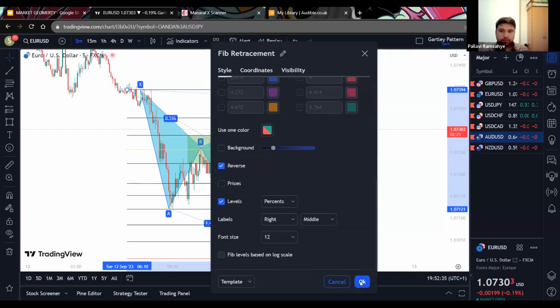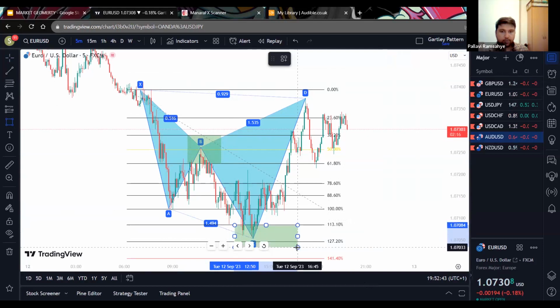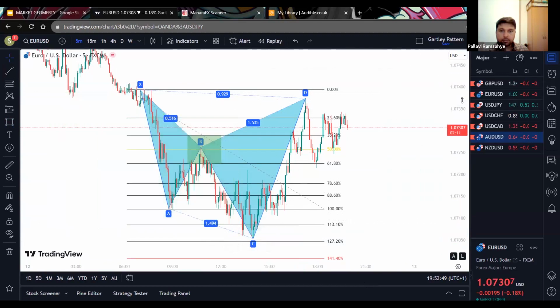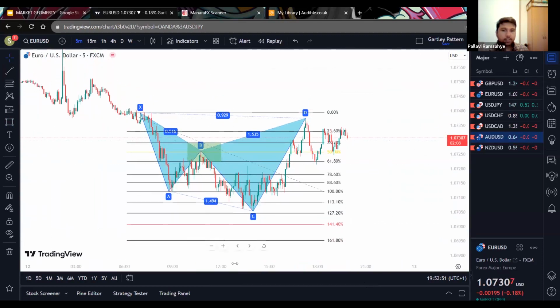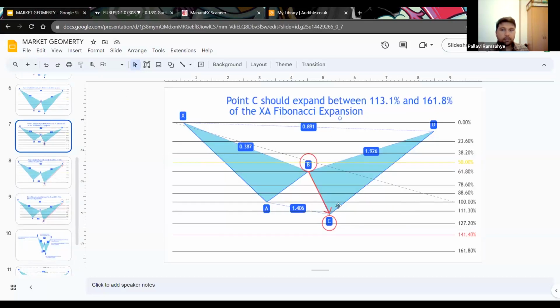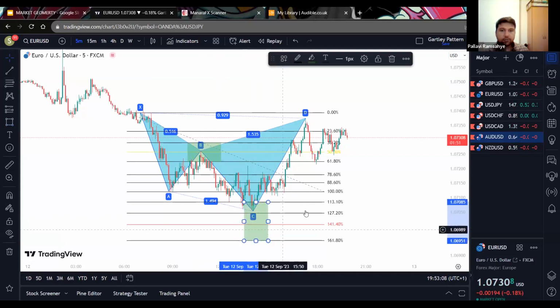So reverse. I'm going to quickly draw the zone. So it's 113.1%. And my bad, I just need to do this. So it's these 2 zones here. So it's 161.8%. Yeah. So this right here, 113.1. So these 2 zones here. Again, if it goes out of these 2 percentages, the trade, the pattern isn't valid. Okay.